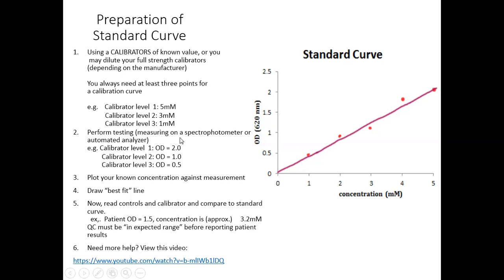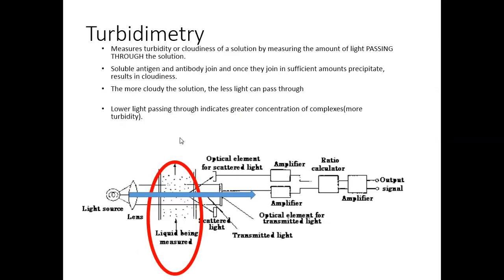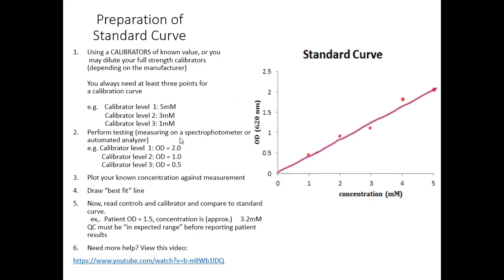And so we use a spectrophotometer looking for the turbidity of that. We're going to see how much light passes through. And when we do, at an optical density of 620, we get a reading for calibrator 1 of 2.0. Calibrator 2, the optical density is 1. Calibrator 3, the optical density is 0.05. So here's my concentration of solution. I know this because the manufacturer told me how much it was. And these were the optical density readings I got on my analyzer.